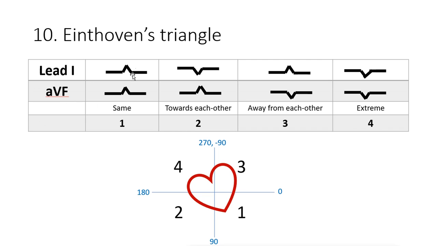And we check the QRS complexes for lead 1 and AVF. We check the biggest peak in lead 1 and AVF, okay? And we see that in lead 1, for example, there's a big R, and the biggest thing is a big R. And in AVF, also, the biggest one is a big R. So they're going the same way. So this is the first case.